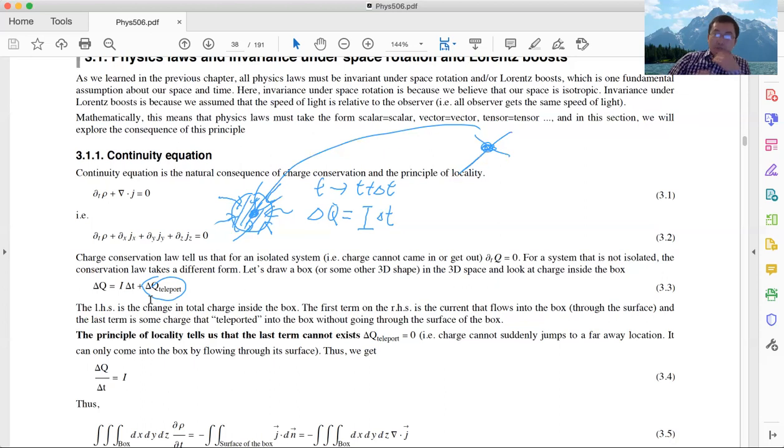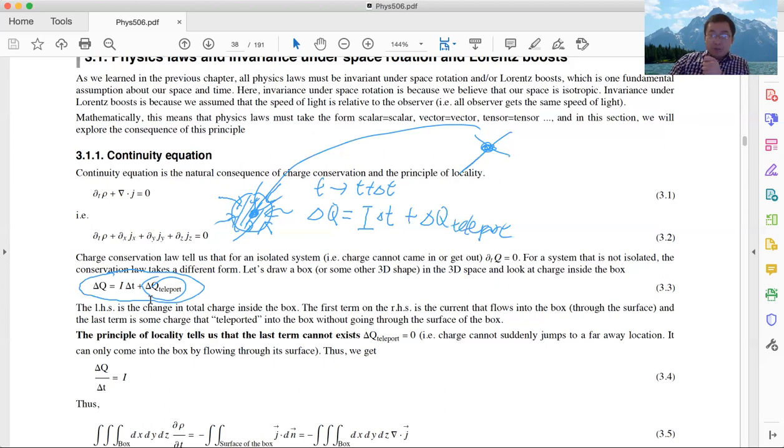So charge conservation law does not prohibit teleport. Charge conservation law tells me my change of charge needs to be the summation of these two contributions. I can have charge go through the boundary, I can have teleport, and when I add these two contributions together, it's the charge variation of my system. So that's the charge conservation law.